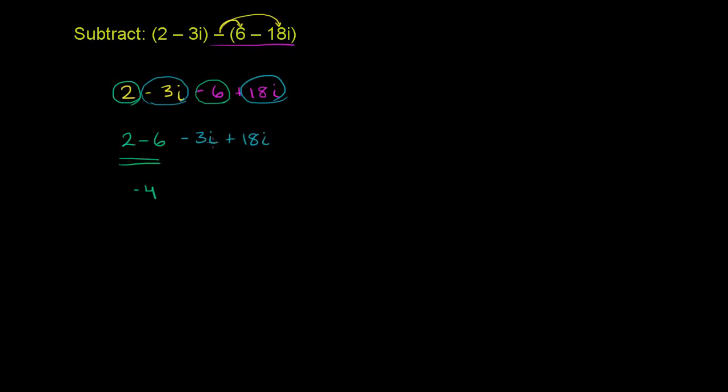And in this case, the something is the imaginary unit. So this is going to be negative 4 plus 15i. And we are done.